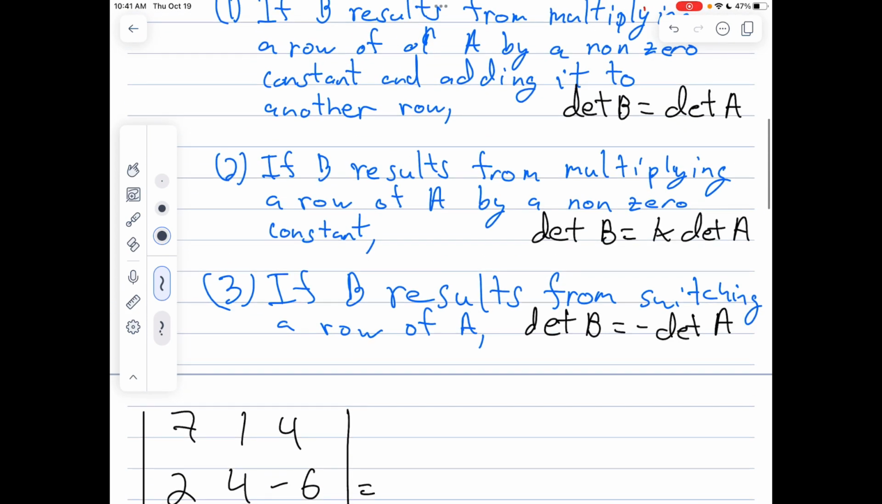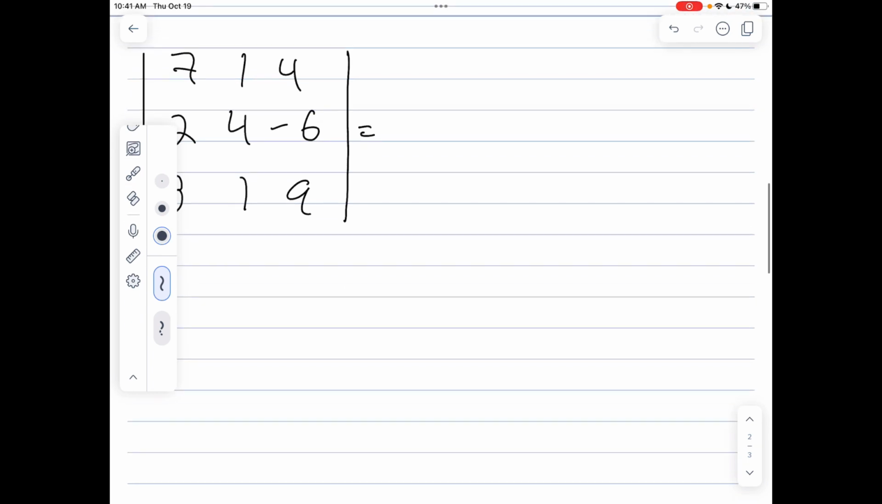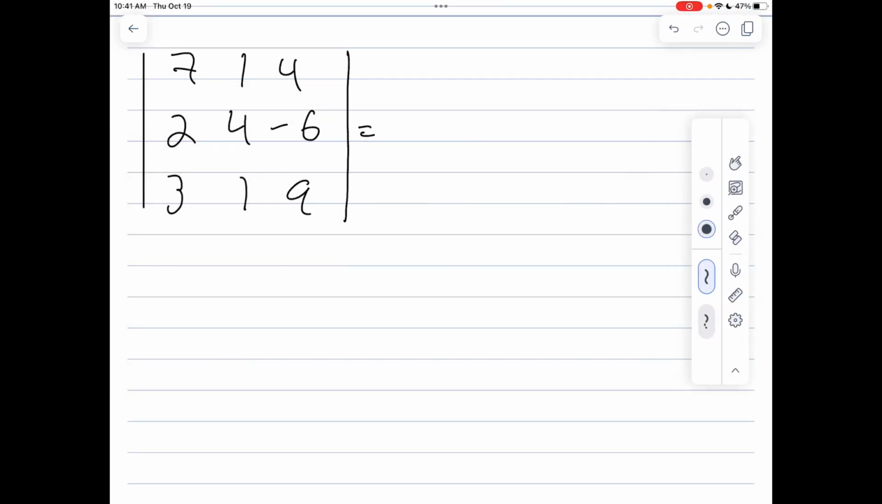And number 3, if B results from switching two rows of A, the determinant of B equals minus the determinant of A. So if you switch two rows on a matrix and you take the determinant, the new determinant differs from the original by a negative sign. All right, so let's work that out with this problem.